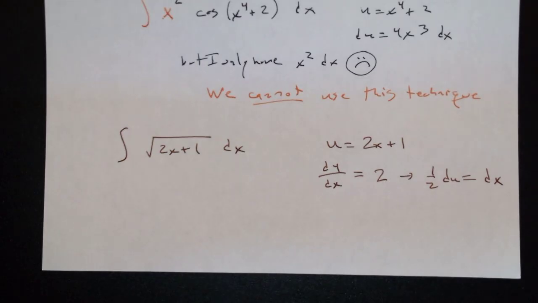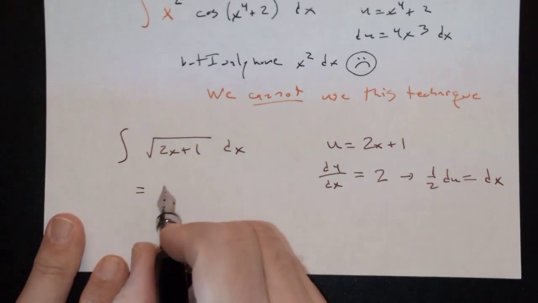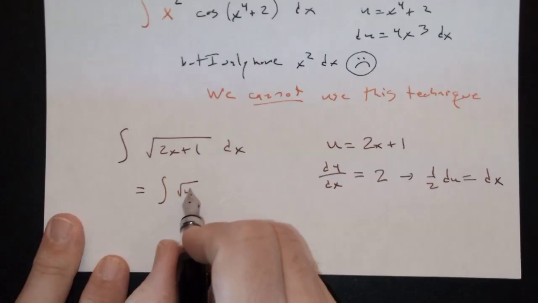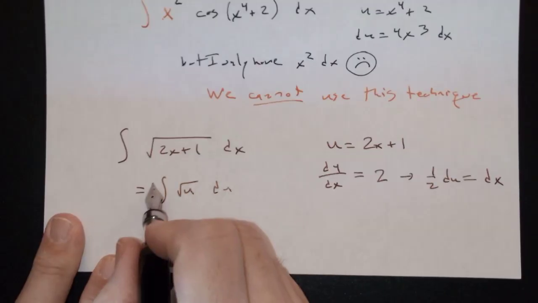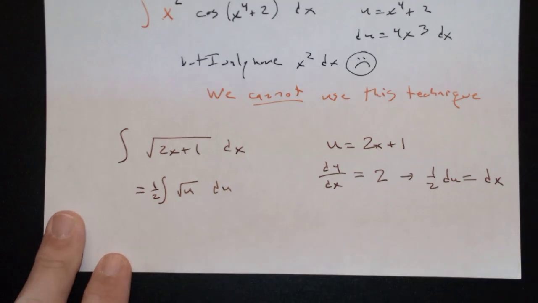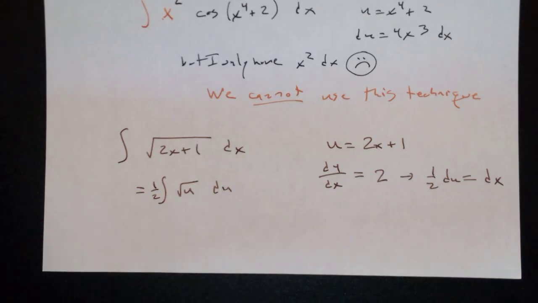And then my integral becomes the integral of the square root of u du with a 1/2 in front. I don't even need to put the 1/2 on the inside. It's a constant. I can put it wherever I want. I just put it out front automatically.